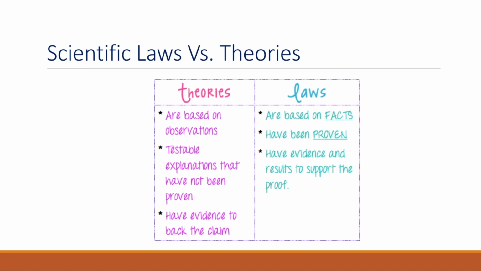So here is a little chart for you guys to fill in. I have a column for theories and a column for laws. I'm going to start with theories first. So theories are based on observations. They are testable explanations that have not been proven and have evidence to back the claim. Laws, on the other hand, are based on facts. They have been proven and they have evidence and results to support the proof. Go ahead and pause if you need to and then continue when you're ready.